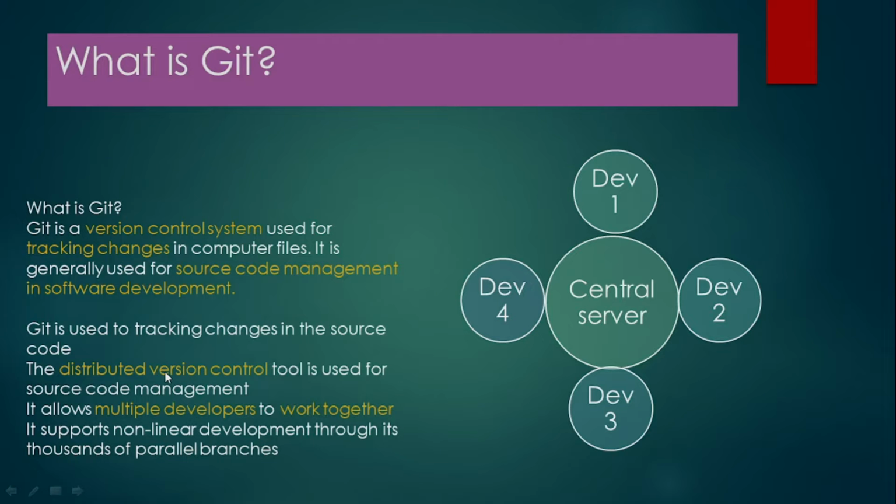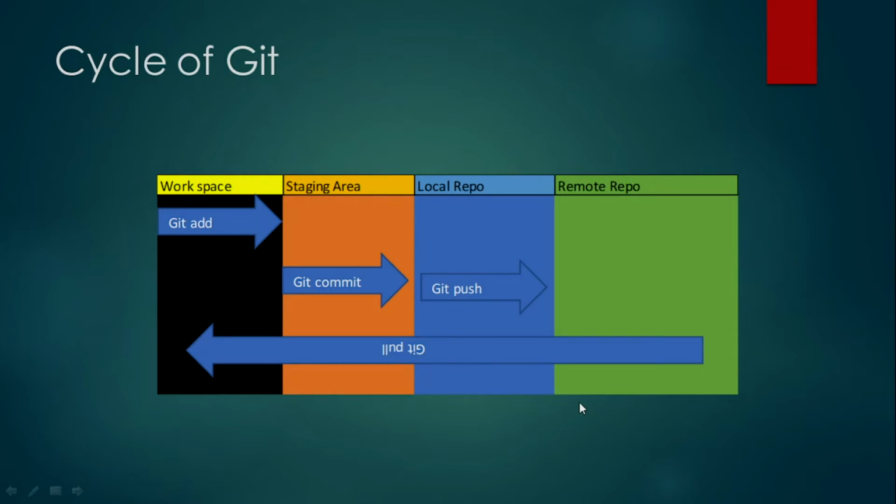It is a distributed version control tool used for multiple developers to work together in non-linear development through its thousands of parallel branches. I'll let you know what branches are and how that works. So stay tuned. So let me show the cycle of Git, like how Git works.